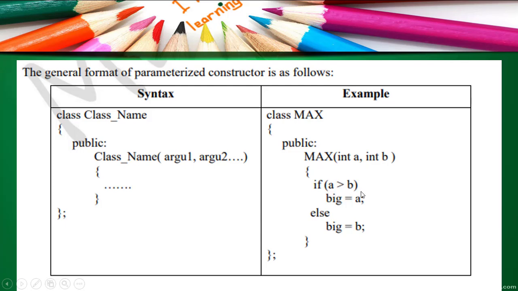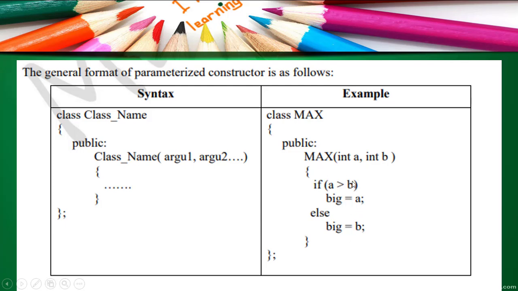If a is greater than b, then obviously a is bigger, so you will assign a to big. Else, otherwise, big is b. For example, if we take 10 and 20, is 10 greater than 20? No. So it goes to the else part, and b will be big. That is, 20 is big.